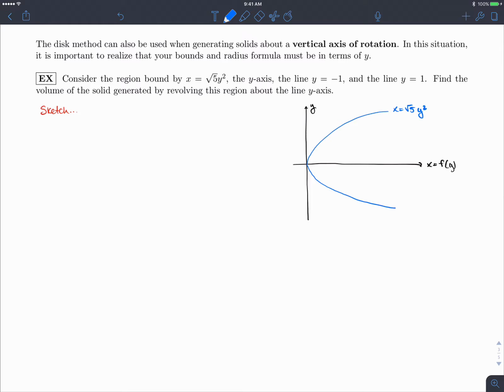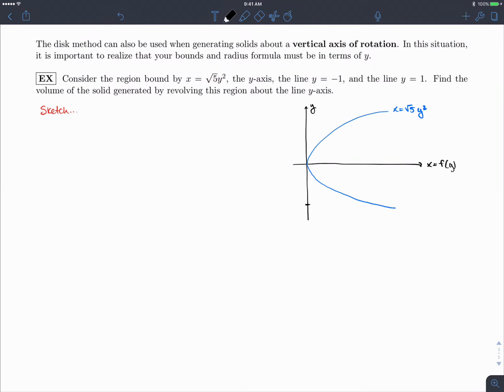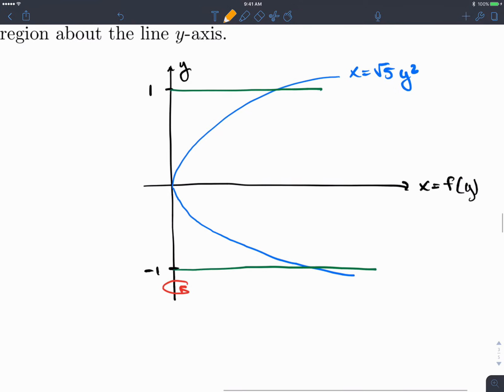All right, now we've said that this is bound between the y-axis and then the lines y equals -1 and y equals +1. So let's put y equals -1 and then y equals +1. If we were to draw these lines in, these are just horizontal lines, y equals +1, y equals -1. And we are going to rotate this about the y-axis right here.